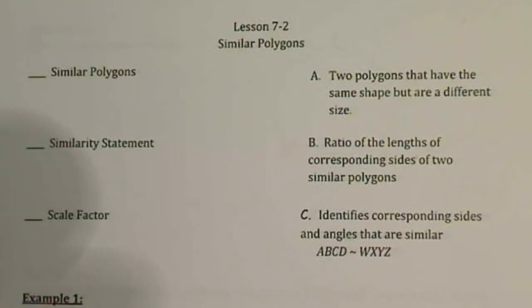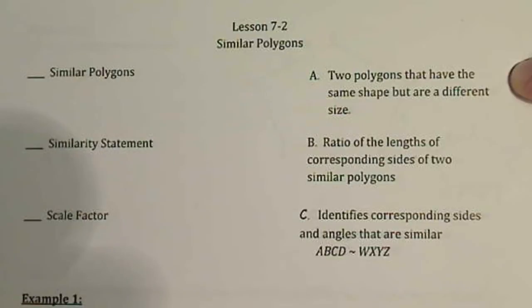Lesson 7.2 is all about similar polygons. So remember in 7.1 I told you that you're going to be using proportions? Well, we're going to be using them to prove two shapes are similar. So you'll need to remember what a similar polygon is. Similar polygons, you guessed it, same shape, different size.